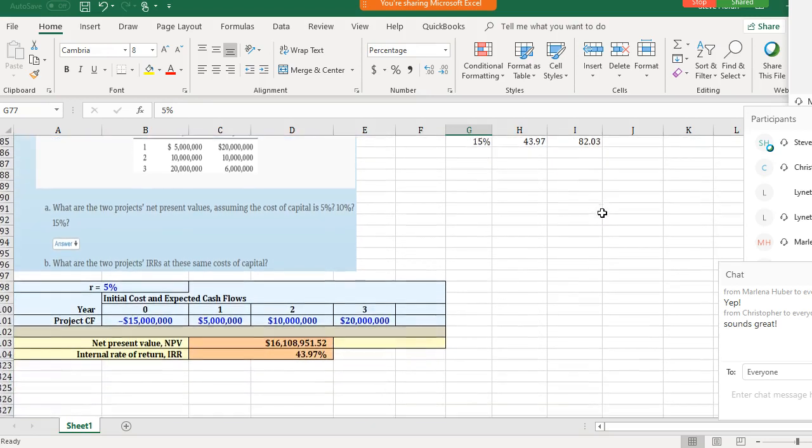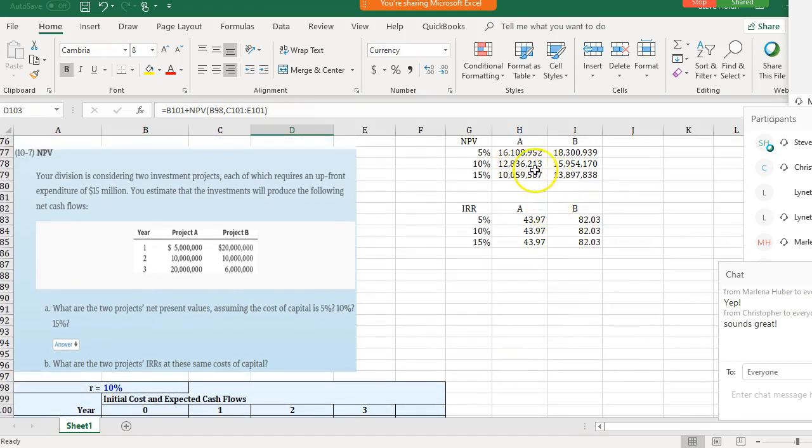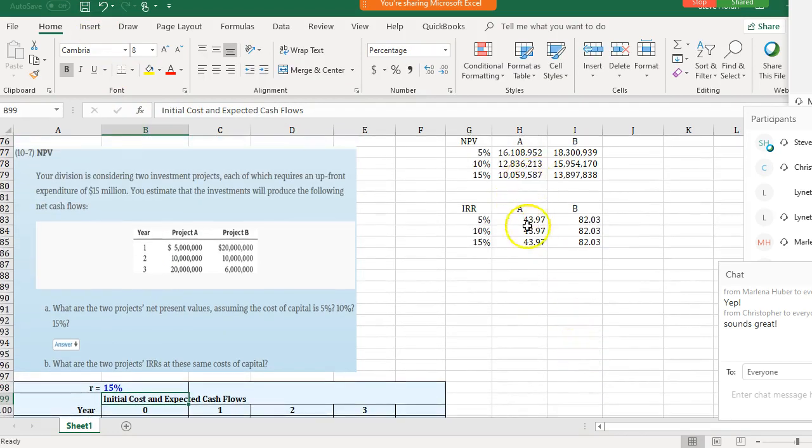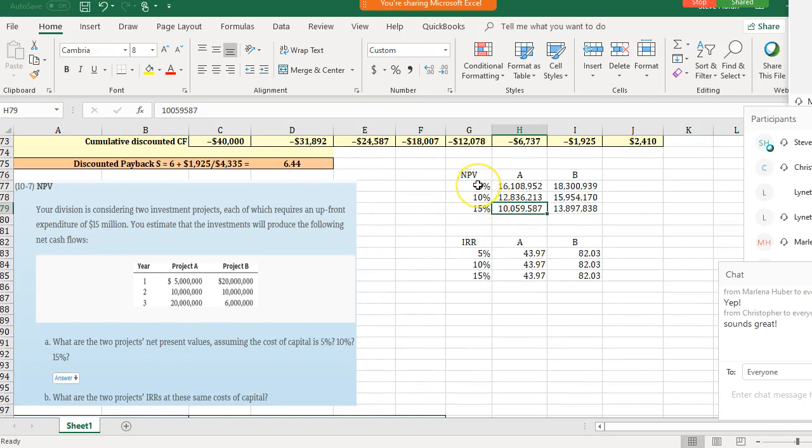So what's nice about using Excel is if I just change one input, I get my new answer. Okay, so if I change that to 10, I get 12,836,213. If I change it to 15, I get my final answer. Whoops, I did that in the wrong spot. Do that right here. I get 10,059,587. So what I want you to recognize too is the higher the rate, the higher the WACC that we use, the lower the NPV. So companies that have a lower WACC will have more projects that will be acceptable, right? The higher the WACC, the less likely I would take on a particular project.